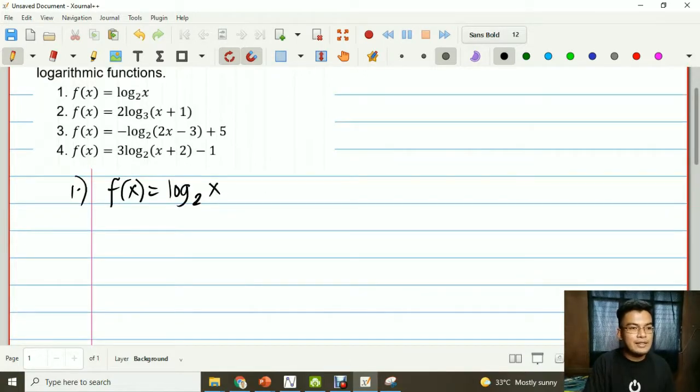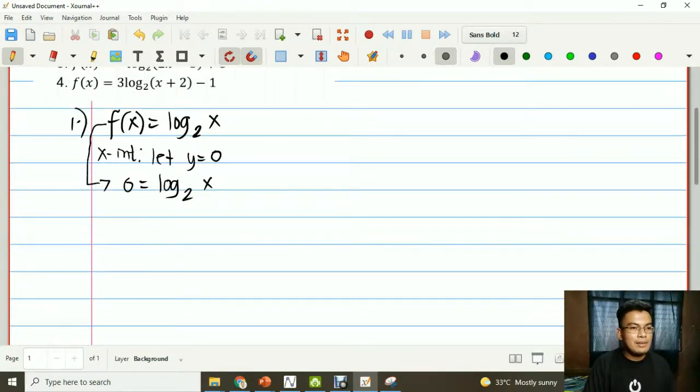So for our x-intercept, when we look for the x-intercept, we let y be equal to 0. So this will be 0 is equal to log base 2 of x. And then this will be x is equal to 2 raised to 0. So 2 raised to 0, we know that any number raised to 0 except 0 is 1. So our answer here is 1. Our x-intercept and our zero is equivalent to 1.